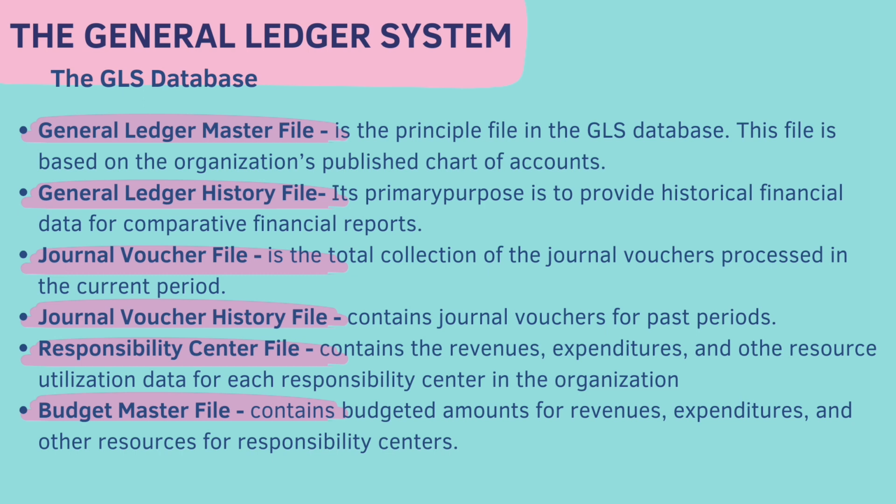We have here the GLS database. First is the General Ledger Master File. It is the principal file in the GLS database. It is the main database file in a system called GLS. It holds all the important financial information organized according to the company's chart of accounts. Second, we have the General Ledger History File. It stores past financial data. Its main job is to offer information from the past so you can compare it with current financial reports.